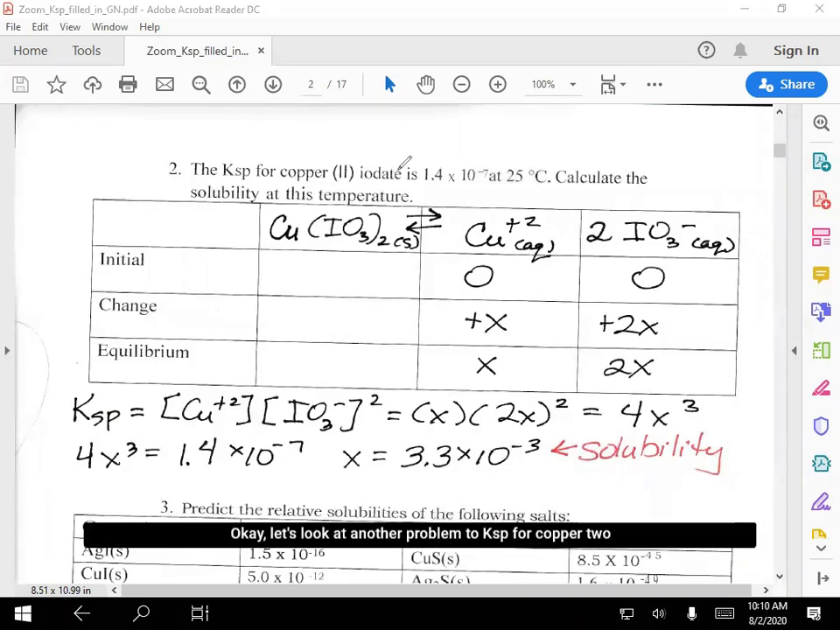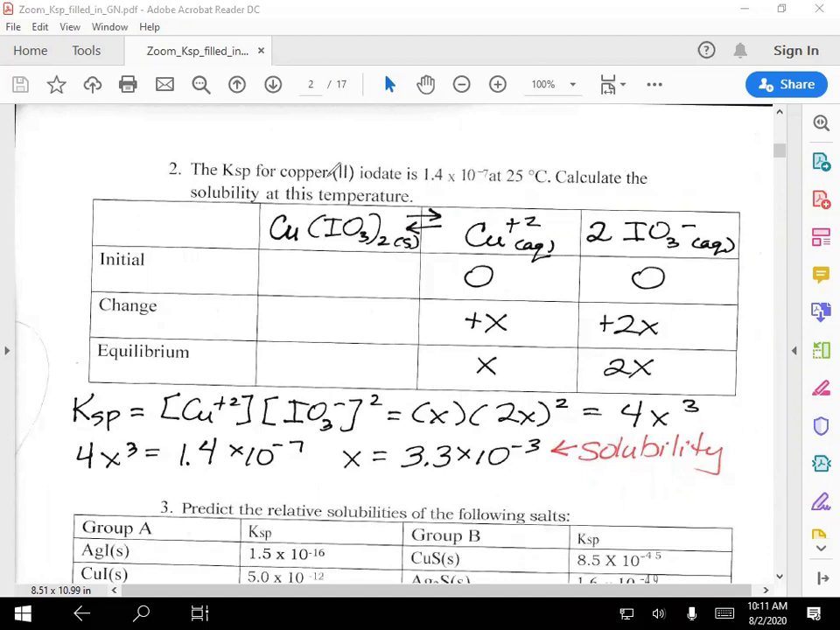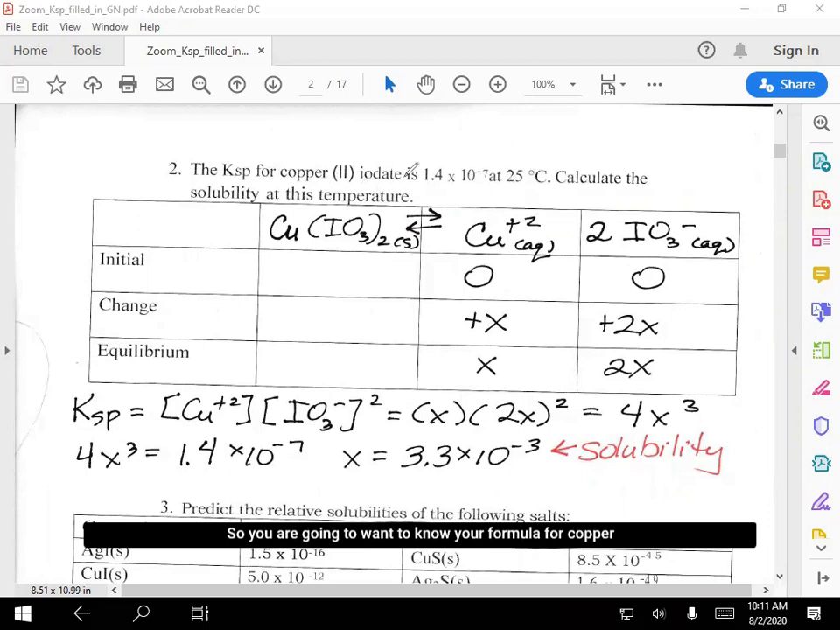Okay, let's look at another problem. The Ksp for copper 2 iodate is 1.4 times 10 to the minus 7 at 25 degrees C. We are asked to calculate the solubility at this temperature. So you're going to want to know your formula for copper 2 iodate. So you're going to write that in your table. Remember to put the solid and then your equilibrium expression.